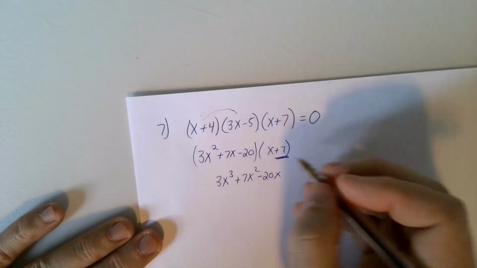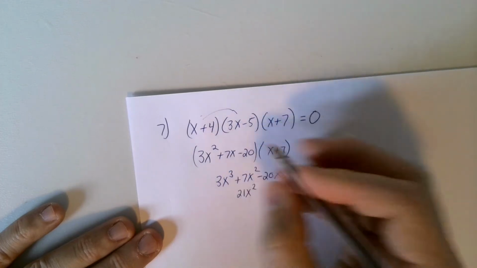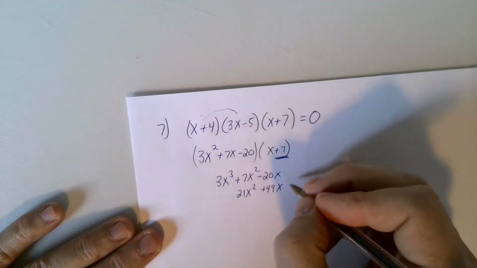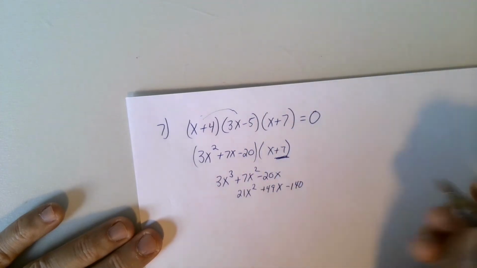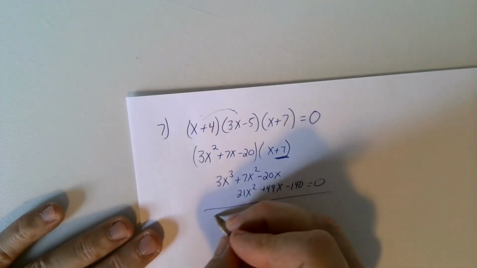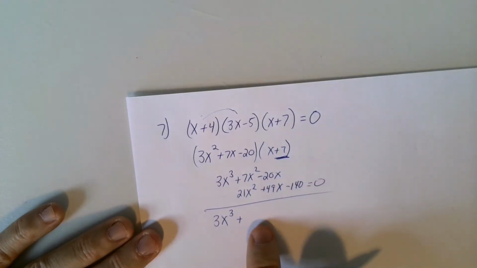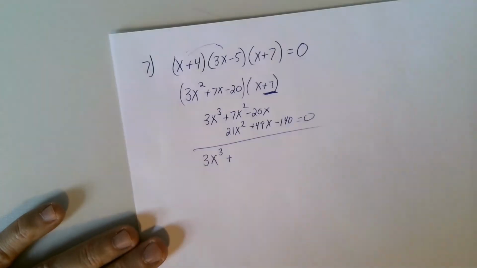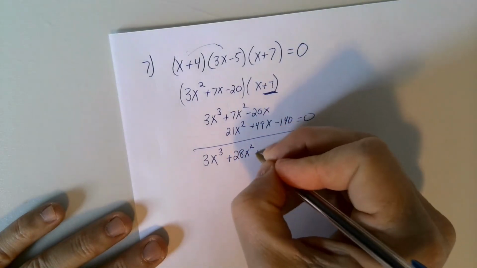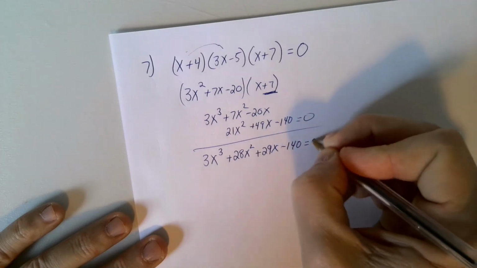Now I'm going to do the 7 to each one of these. 7 times 3x squared is 21x squared. 7 times 7x is plus 49x. And 7 times negative 20 is negative 140. And all these things equal 0. I'm going to add these up: 3x cubed plus 28x squared plus 29x minus 140 equals 0. Again, you don't have to do this right now, just follow along with my logic.